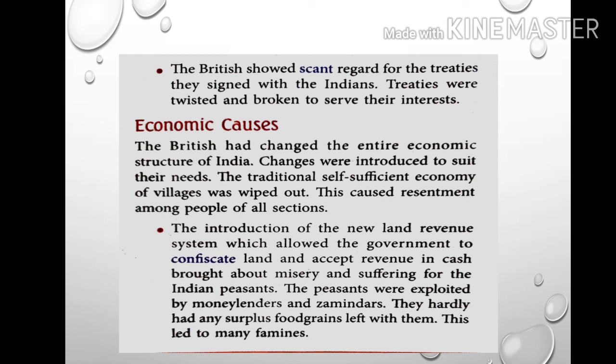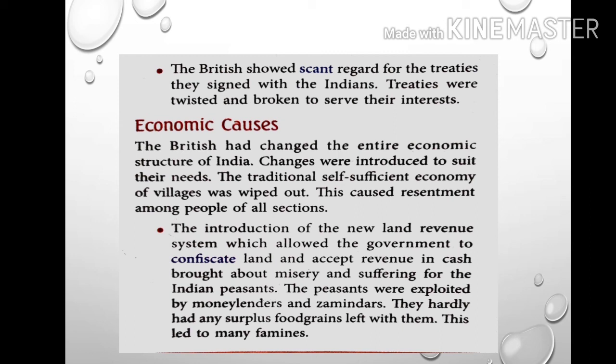The introduction of the new land revenue system, which allowed the government to confiscate land and accept revenue in cash, brought about misery and suffering for the Indian peasants. The peasants were exploited by money lenders and zamindars. They hardly had any surplus food grains left with them. This led to many famines.